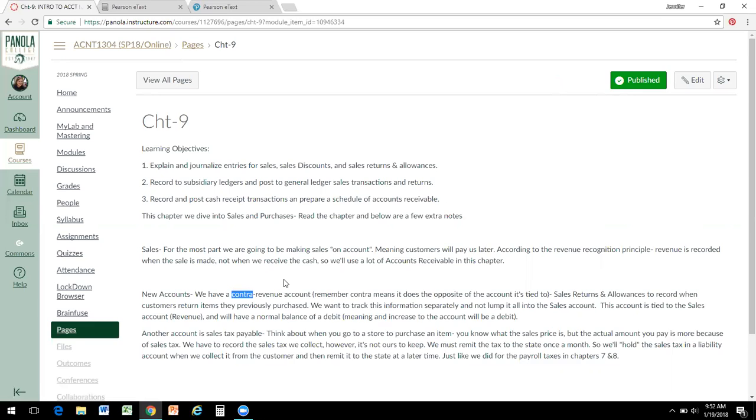So now what we're going to have is a sales returns and allowances account. It's a separate account. It does the opposite of the sales account. That's why it's a contra revenue account. So when people bring things back and return their items, we're going to notate that in the sales returns and allowances account so we can keep up with it.